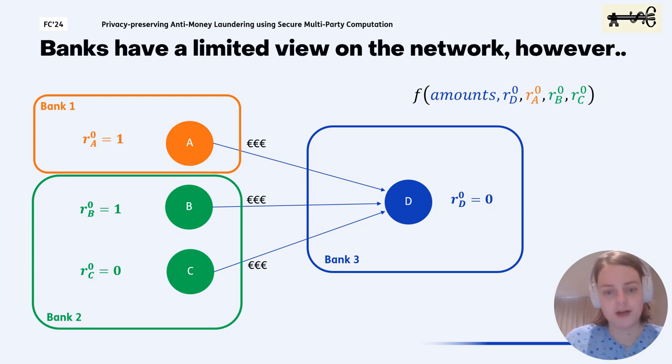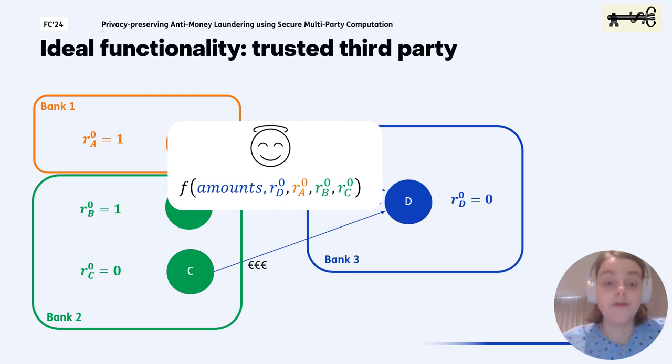However, for this risk propagation algorithm, so the linear function where we put in amount and risk scores, we can see here that the only thing that is missing for bank 3 to calculate the updated risk score are actually the risk score of A, the orange one, and the risk score of B and C, the green one, because the amount bank 3 already knows. So how can we solve this problem? Well, the ideal functionality would be to have a trusted third party that receives the risk scores and calculates the updated score and reports back the updated score to the banks. However, this trusted third party is not always possible or legally allowed or available, could be expensive, or could be not fully trusted.